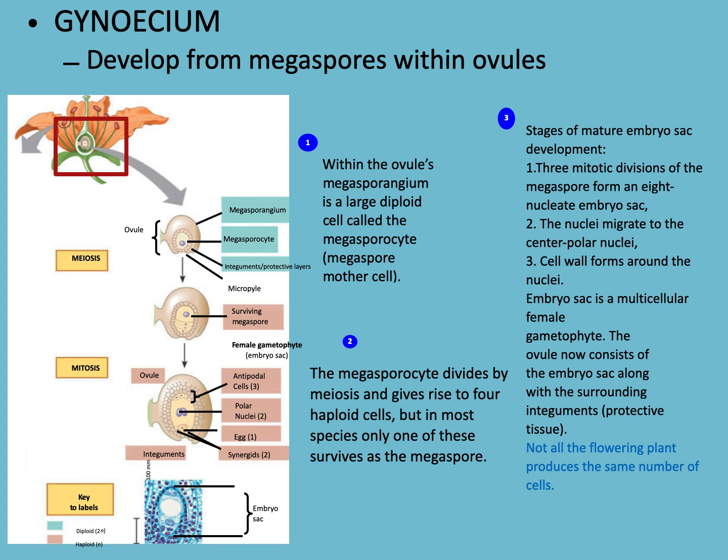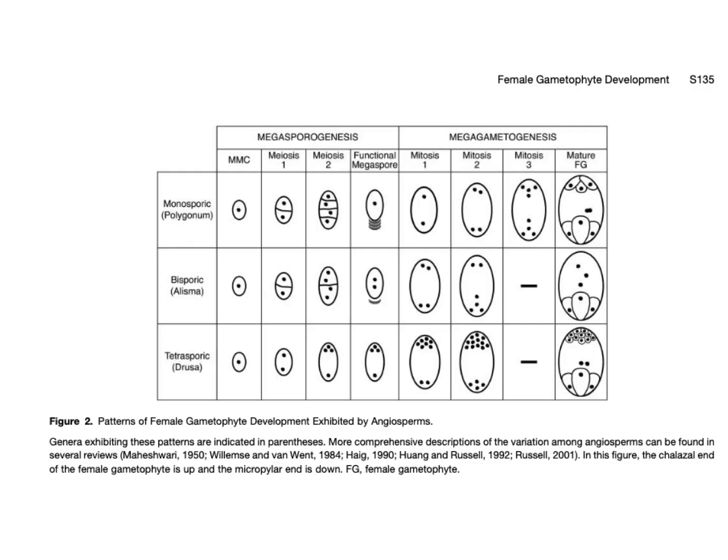The 2 nuclei that migrate towards the center are polar nuclei. They lie in the center of the large central cell. The 3 nuclei at the end of the embryo sac opposite the micropyle form 3 antipodal cells.